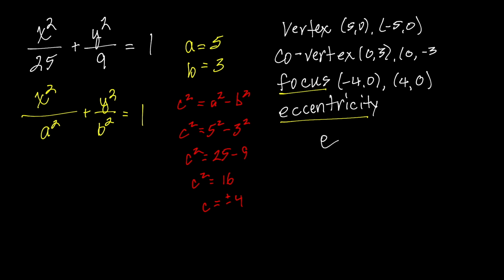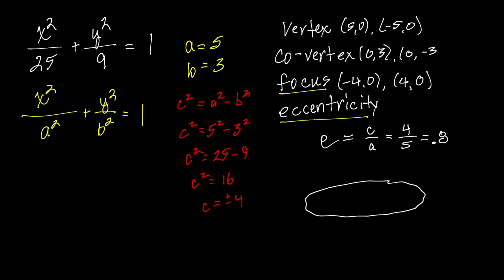And the eccentricity is C divided by A. C happens to be 4 and A happens to be 5, so the eccentricity would be 0.8. It's always a number from 0 to 1. The higher the eccentricity, the flatter the oval is, is how that works out. So let's take a pause and go look at a sketch.